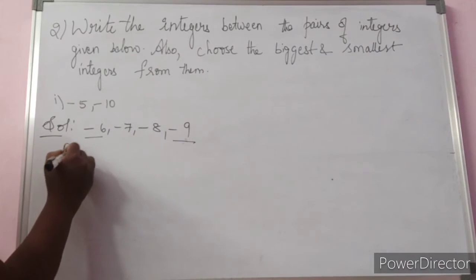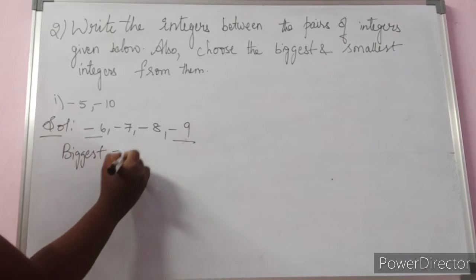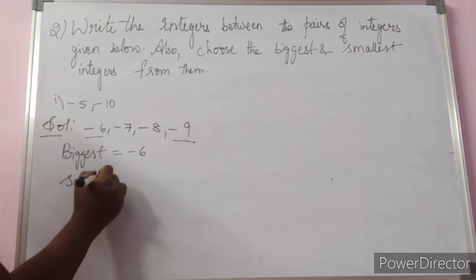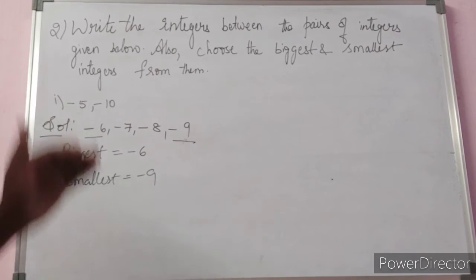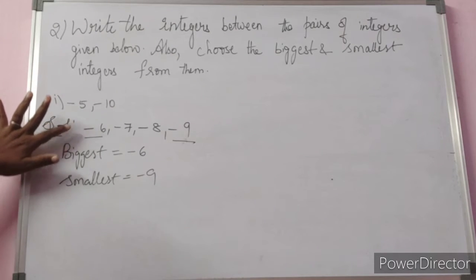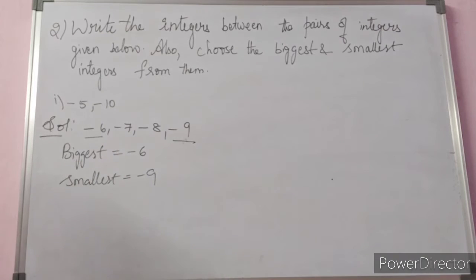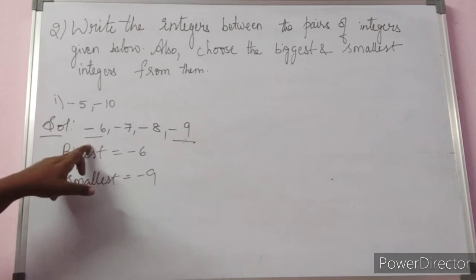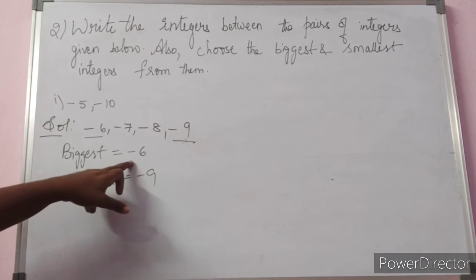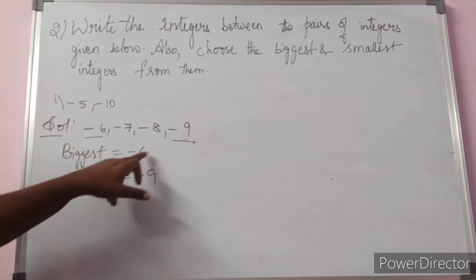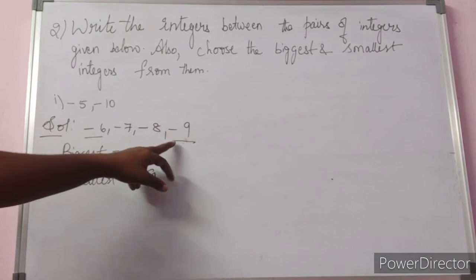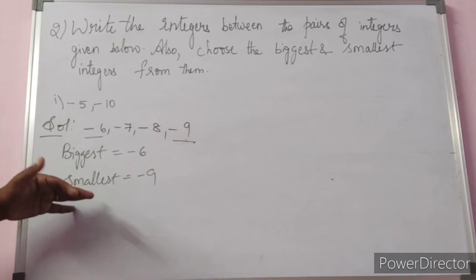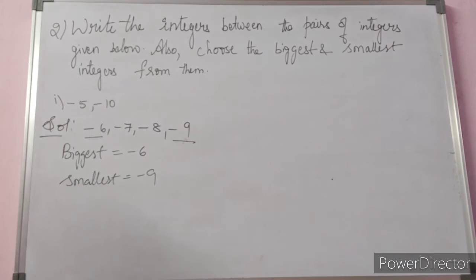Okay, so biggest is -6, smallest is -9. And children, I keep on telling you, don't be confused here, because if it is normally plus numbers, then we'll write 9 as the biggest one, 6 as the smallest one. But in negative numbers, the small numbers will be the greater numbers, and the big numbers will be the smaller ones. So here biggest is -6 and smallest is -9.